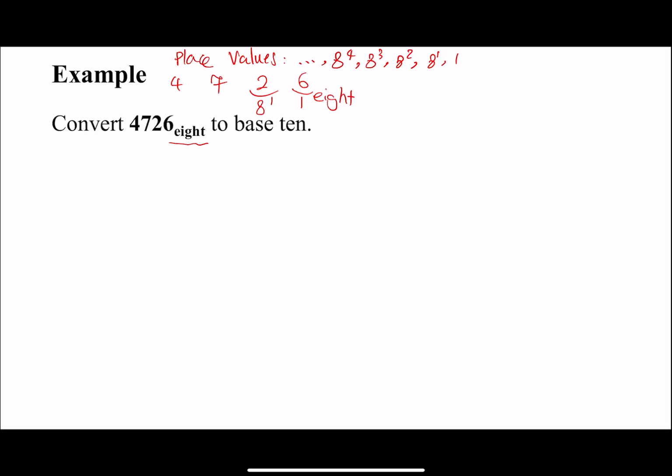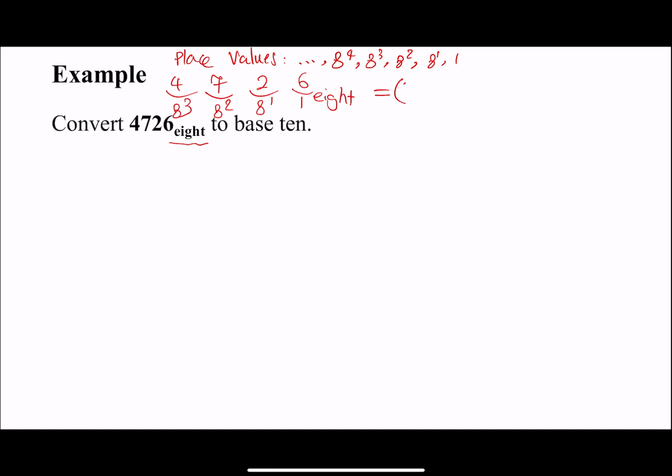Place value of this digit is 8 to 1. Place value of this digit is 8 to 2. And the place value of this digit is 8 to 3. Then, multiply each digit by its place value and then add the results.